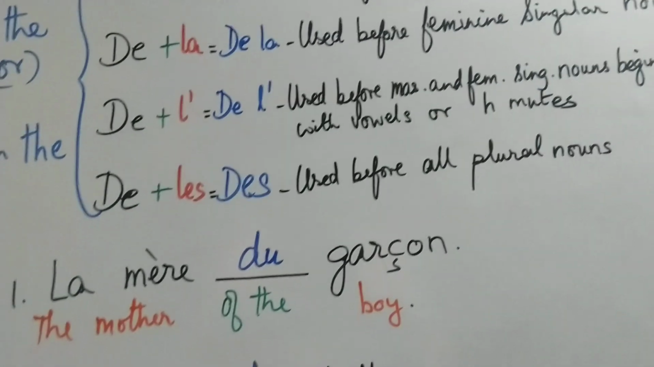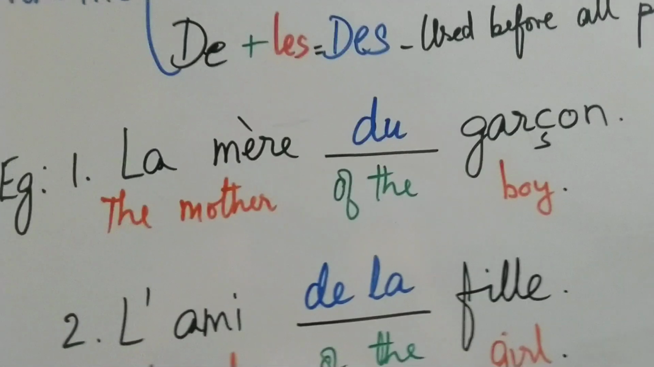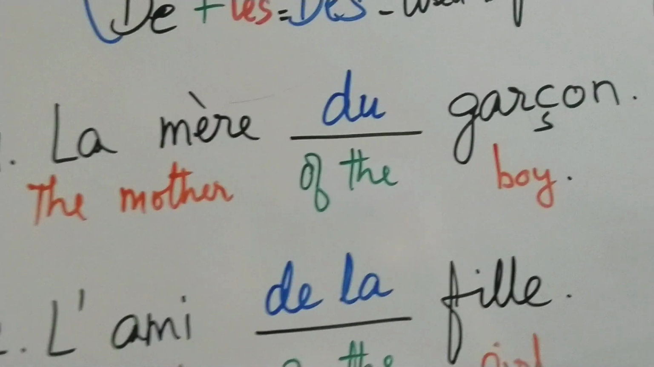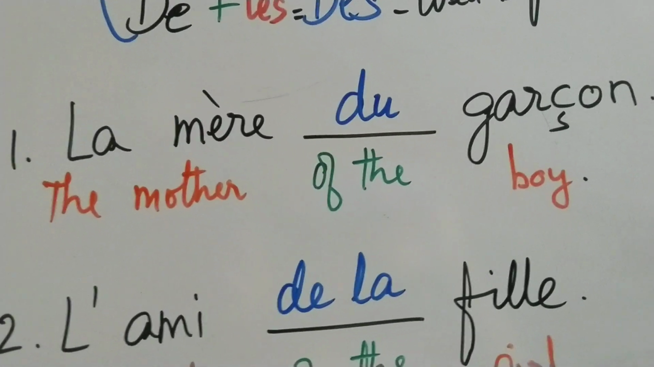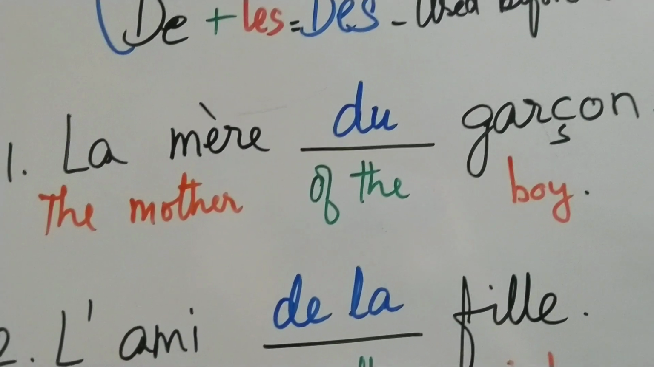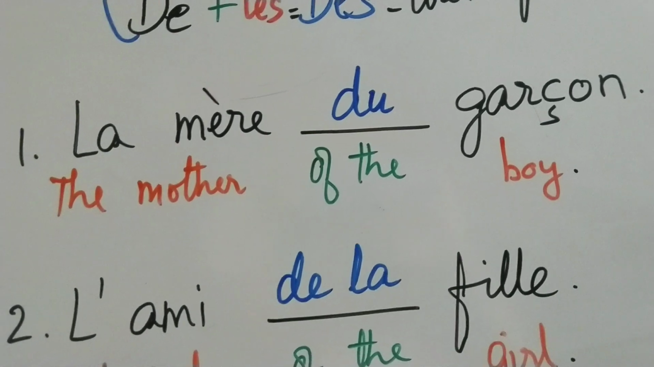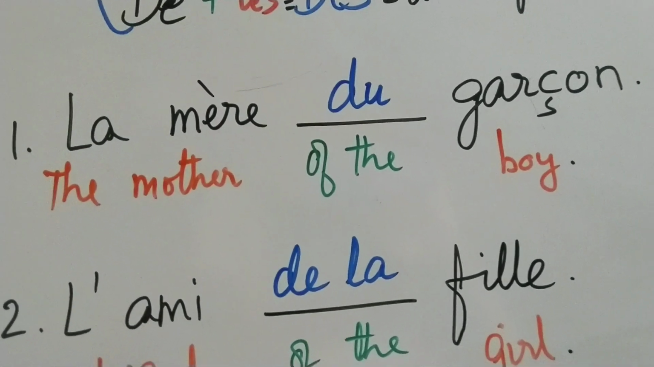Now let us go to a few examples. The first example which I have given you is la mère du garçon. Now du is placed before garçon because garçon is masculine singular. Therefore, du is used before all masculine singular nouns. The mother of the boy.